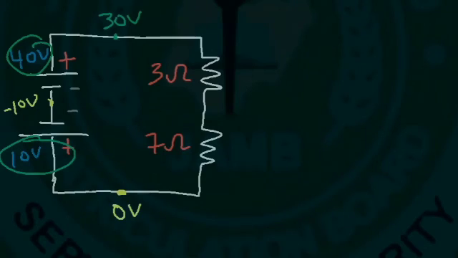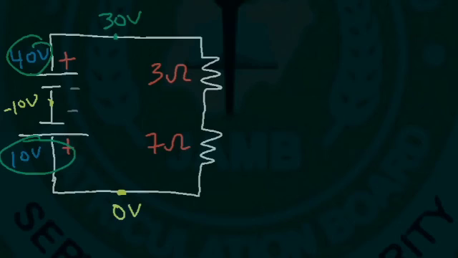The battery with the higher voltage is charging the battery with the lower voltage. So the 40 volt battery is supplying power to the circuit. It's losing energy as it delivers power. The 10 volt battery is absorbing some of that energy that the 40 volt battery is supplying. So the 40 volt battery is in discharge mode. It's going to die out over time. The 10 volt battery is in charging mode.